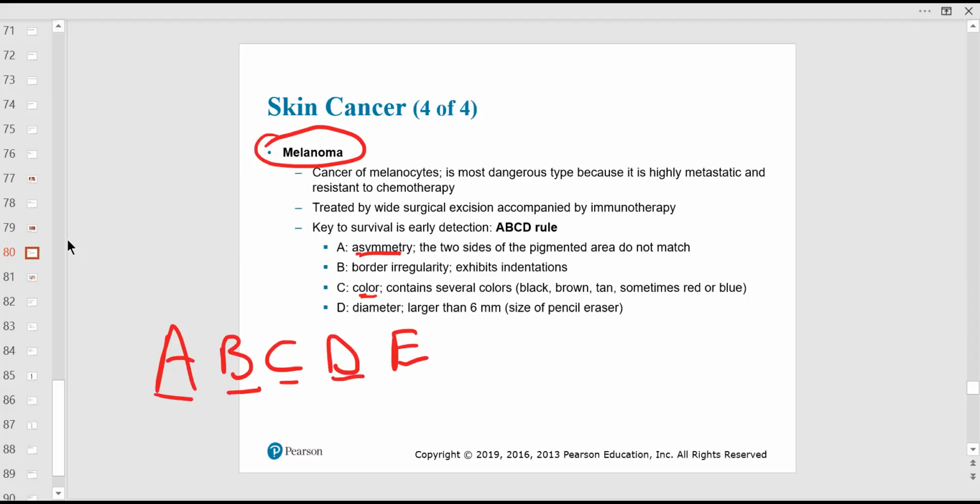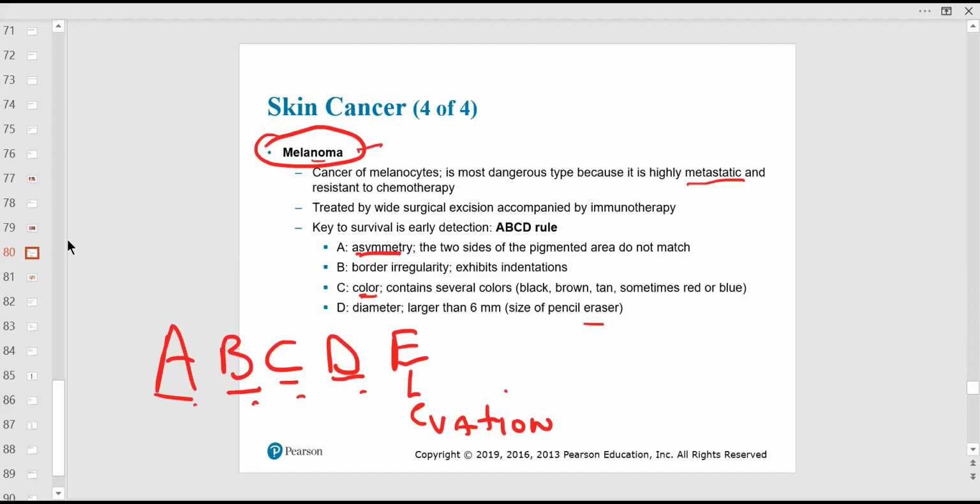And D is the size, the diameter. Like how big is it? And has it grown? Size of a pencil eraser. And E is elevation. And that would be, is it coming up off the skin? Any of these things by itself is not necessarily a cancer, especially a melanoma. Because melanoma is going to get into your blood. It's highly metastatic. Means it can go into your blood vessels and spread to someplace like the brain. So this has to be treated.